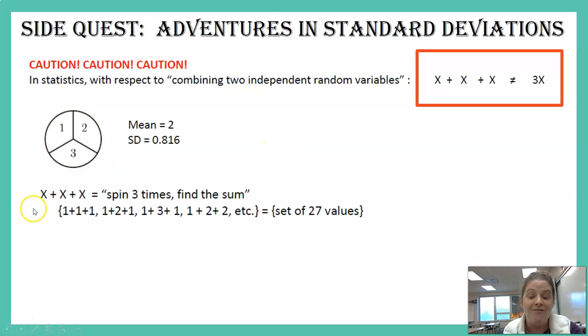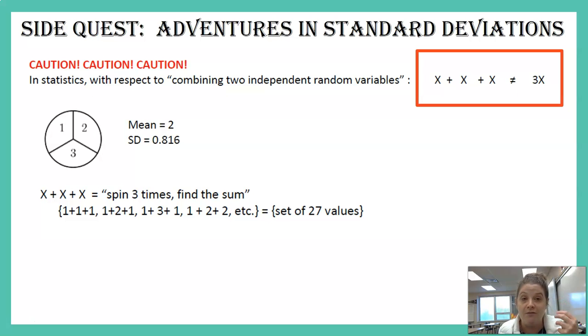Now, in theory, if I say x plus x plus x, what I'm basically saying is I'm going to spin 3 times, and I'm going to find the sum. So x, that's any of the results from the first spin, plus x, any of the results from the second spin, plus x, any of the results from the third spin. I'm going to add those together. So I'm going to spin 3 times and add them up.